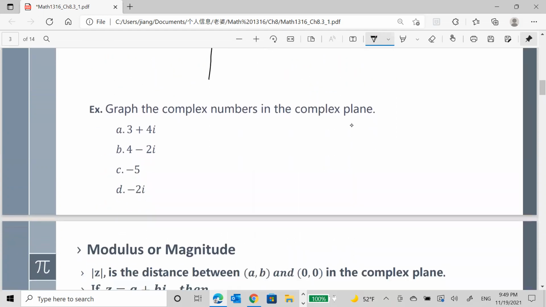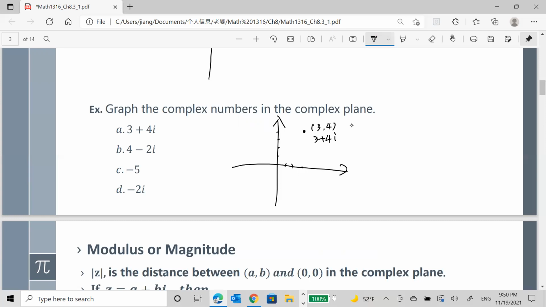So let's see the example: graph the complex number in the complex plane. So we have 4 complex numbers. First, let's draw the complex plane. This one, a is 3, b is 4. So for example, 1, 2, 3. So this is (3, 4). Go up 4 units. For example, 1, 2, 3, 4. So this is (3, 4), and that also means 3 plus 4i.